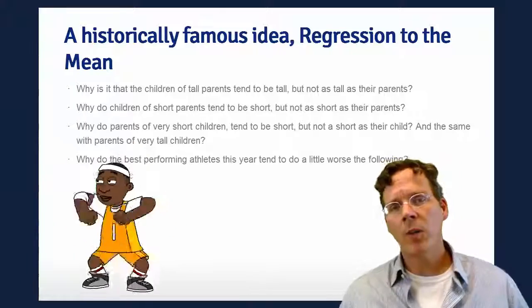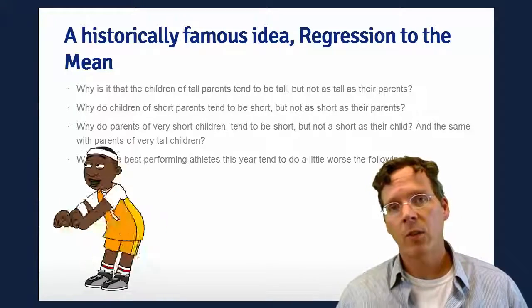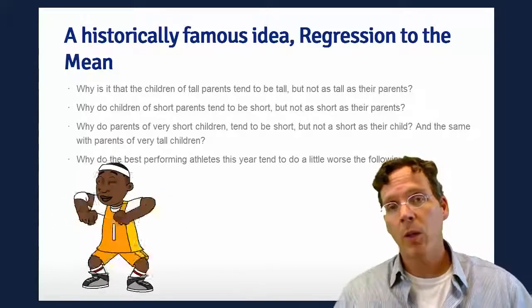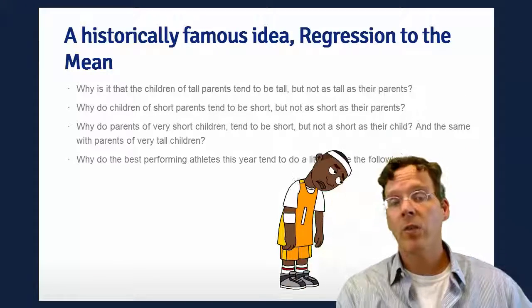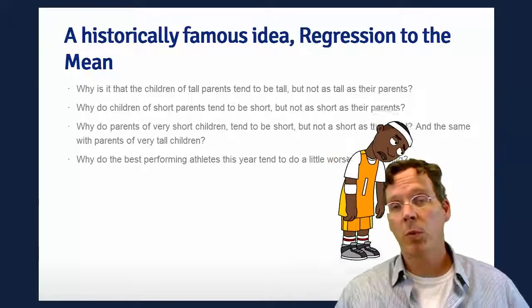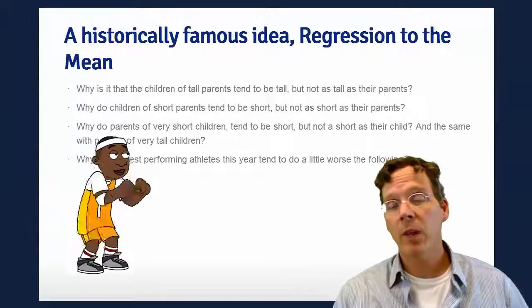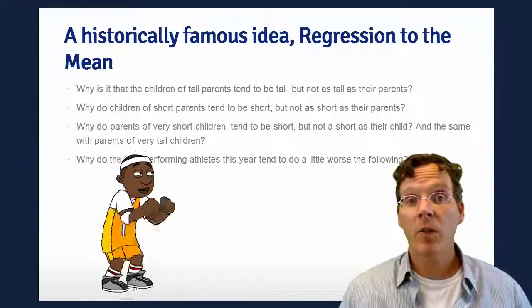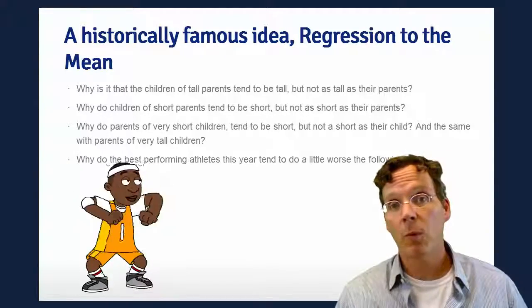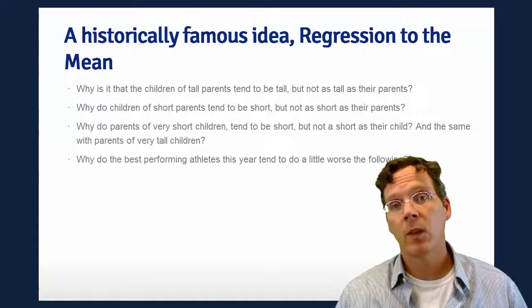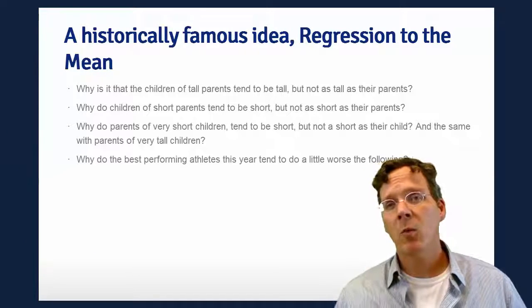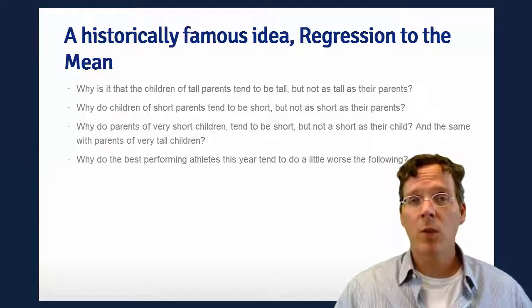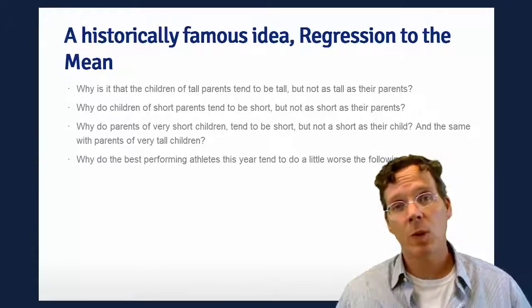This often comes up when talking about athletes. Athletes who are the best performing one year tend to do a little bit worse the next year, and athletes that are the worst performing one year tend to do a little bit better the next year. Often people talk about stocks in the same way. Some of the best performing stocks tend to go down. We'll talk about why this is and whether something is intrinsic or whether it's a regression to the mean effect, which is the important question.